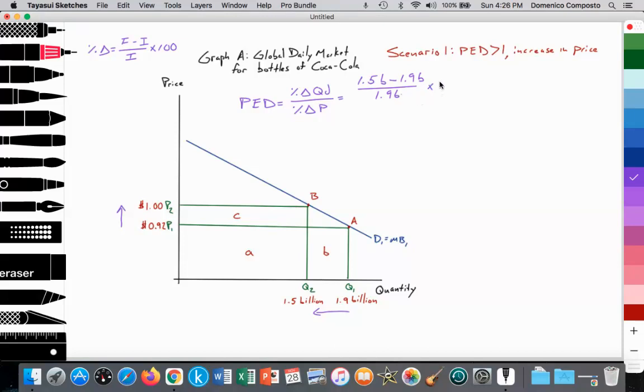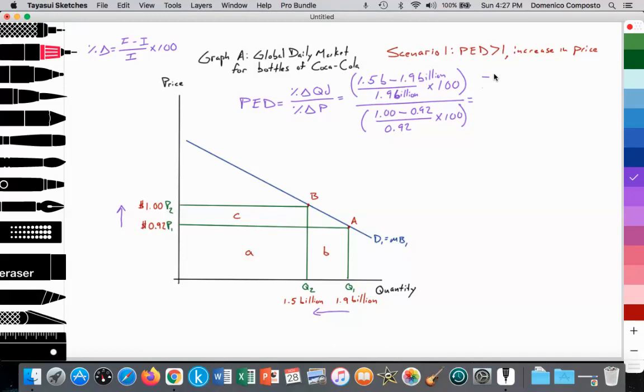multiplied by 100. We'll put that in brackets. And then that's going to be divided by, and remember this is billions, just so we're clear, the B for billions. And then we're going to divide that by the change in the price. So the final price is $1 minus the initial of 0.92 divided by 0.92 multiplied by 100.